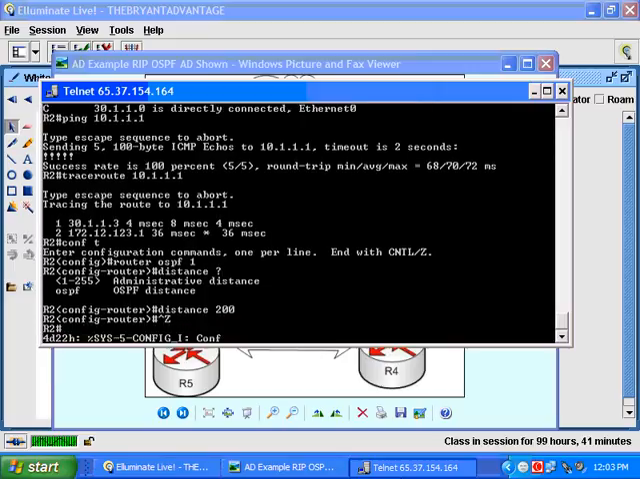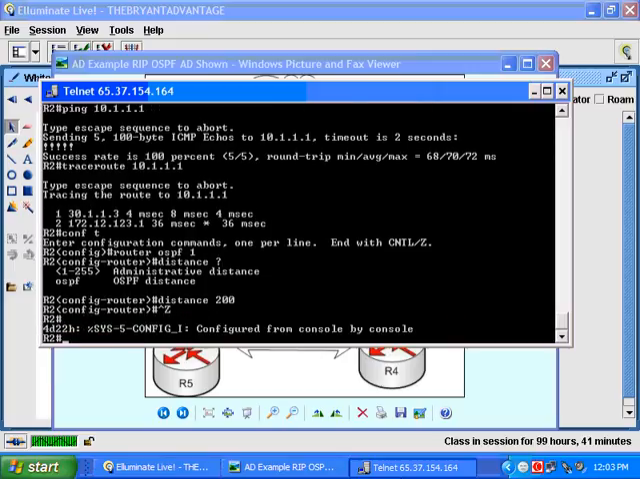So we just did it. We don't lose adjacencies, anything like that. Let's take a look at our OSPF table.